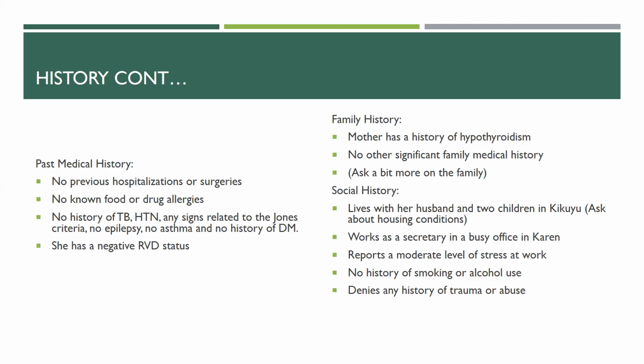For her family history, her mother has a history of hypothyroidism. There is no other significant family medical history. For her social history, she lives with her husband and 2 children in Kikuyu, and works as a secretary in a busy office in Karen. She reports a moderate level of stress at work, no history of smoking or alcohol abuse, and denies any history of trauma or abuse.